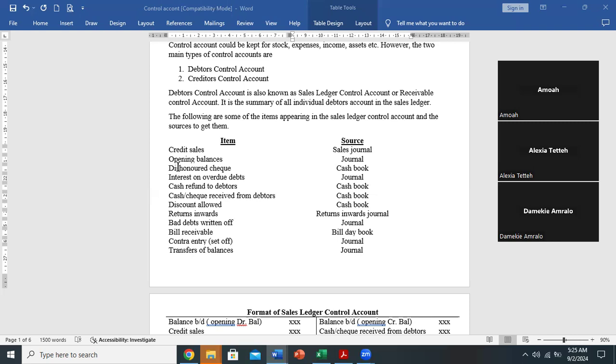Let's look at the next one, interest on overdue debt. I think the meaning is in the words. Our debtors, or the debtors of the business, have not paid and their debt is overdue. So we are charging interest on overdue debt. Then what is that going to do? Is it going to increase the balance or decrease it?